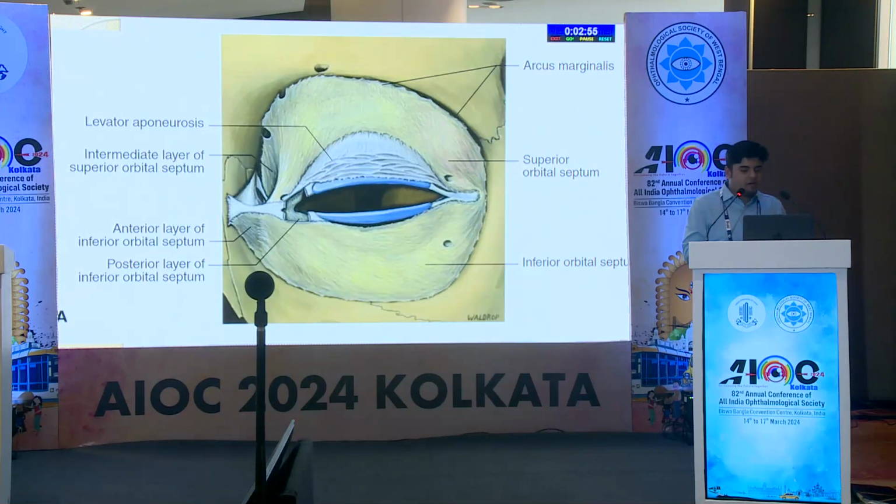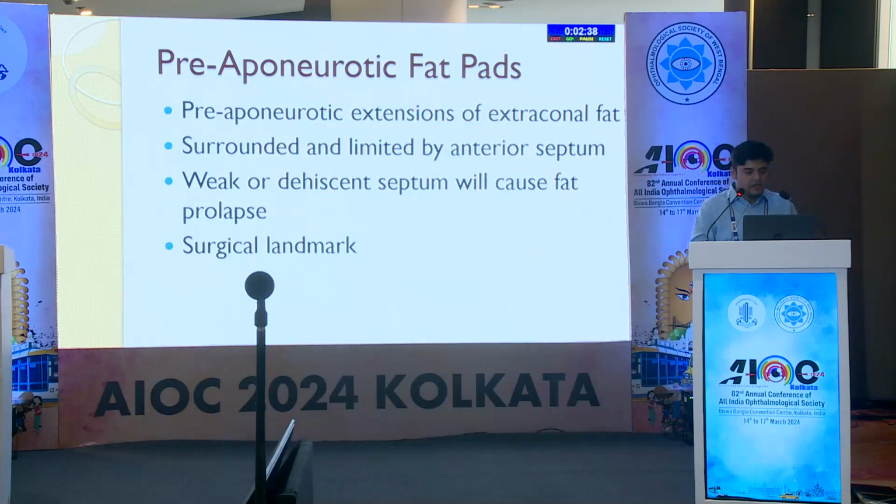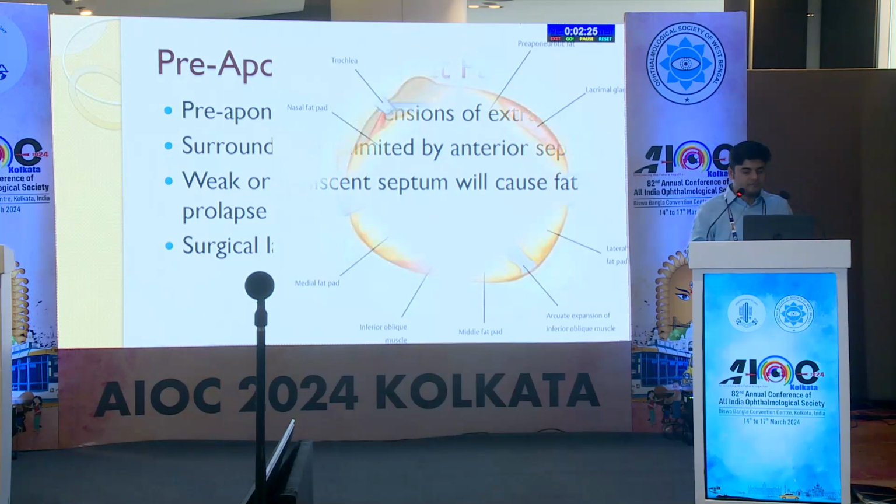Now, we can see that the orbital septum separates the anterior lid from the orbit and causes a demarcation so that no structure can pass through except for a few neurovascular bundles. This will be important as any preseptal cellulitis is usually contained within this space. Now, pre-aponeurotic fat pads are extensions of the extraconal fat, limited by the anterior septum. Thus, any weak or dehiscent septum, as might be happening in trauma or old age, will cause fat prolapse, and it is a surgical landmark.